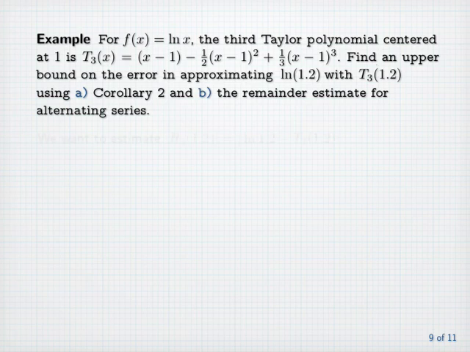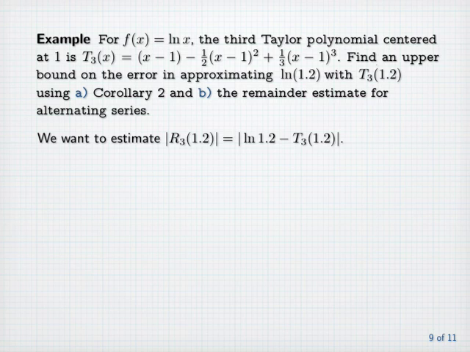Now in both parts we want to estimate the absolute value of the remainder term R3 of 1.2, which equals the absolute value of the natural log of 1.2 minus t3 of 1.2. To use Corollary 2, we need to have the fourth derivative of the natural log of x, so we start with the first derivative, which is x to the minus 1, and then differentiate 3 more times until finally we have the fourth derivative, minus 6x to the minus 4.